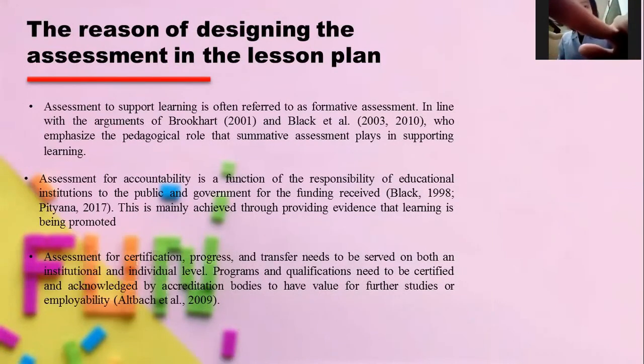Next, the reason for designing the assessment in the lesson plan. Assessment is to support learning. So here we use the assessment to support learning, and for accountability, and for certification, progress and transfer needs. Okay, and the support of learning is often referred to as formative assessment. And then the function of assessment is to account for the students' responsibility of education, for evidence that learning is being promoted. And the assessment of certification, progress, and transfer needs to be served on both institutional and individual levels.